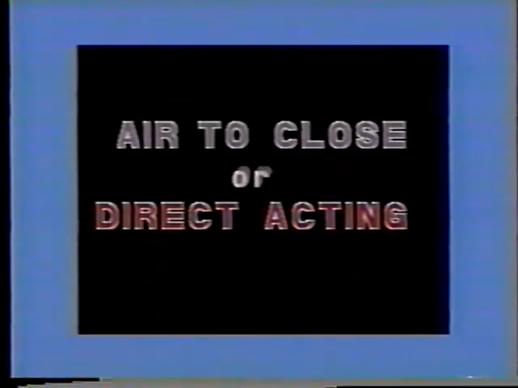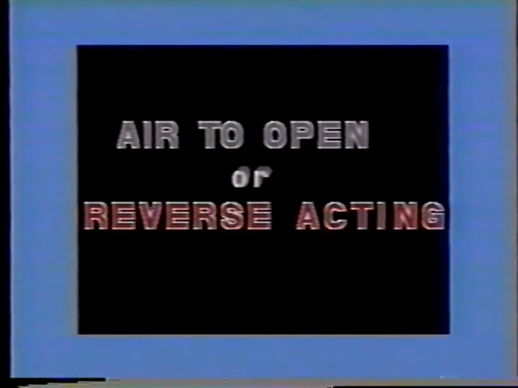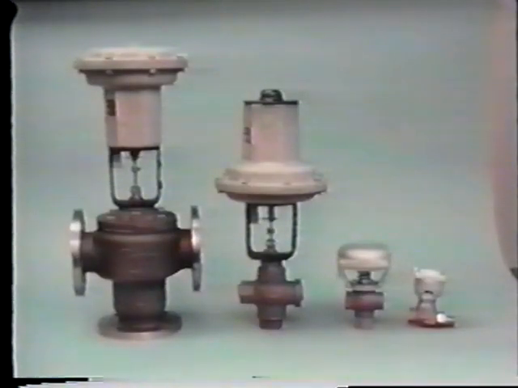The action of the actuator is referred to as air to close or direct acting, and air to open or reverse acting. The combination of an actuator and valve body is affected by valve body construction. In some situations, it is possible to reverse the action of a valve by switching either of the components.